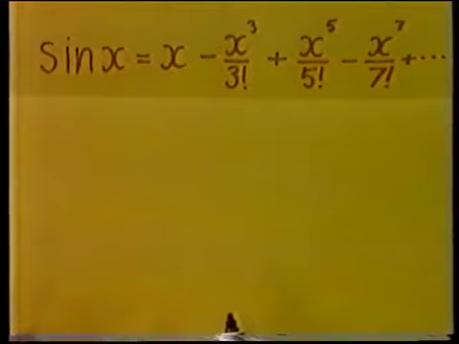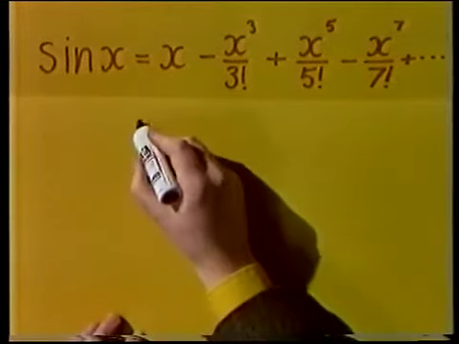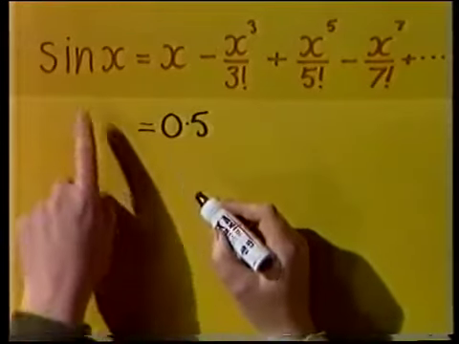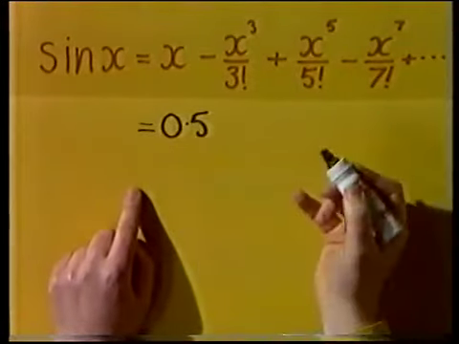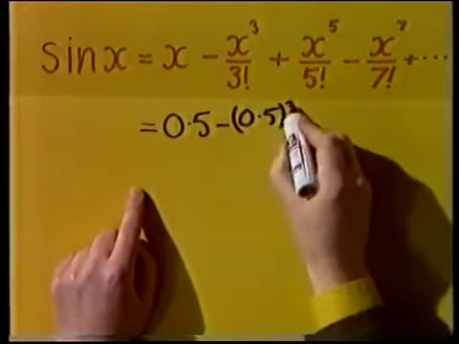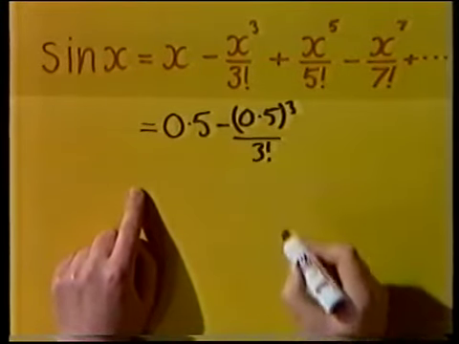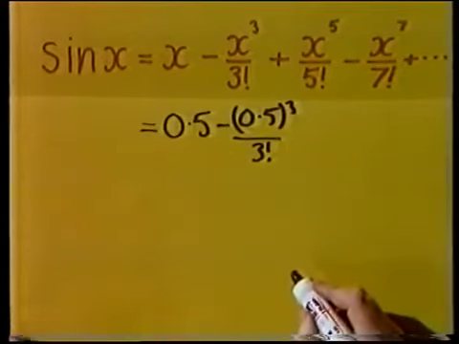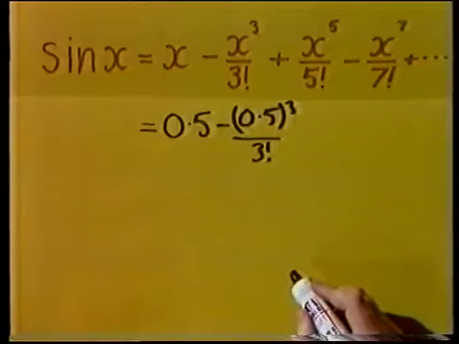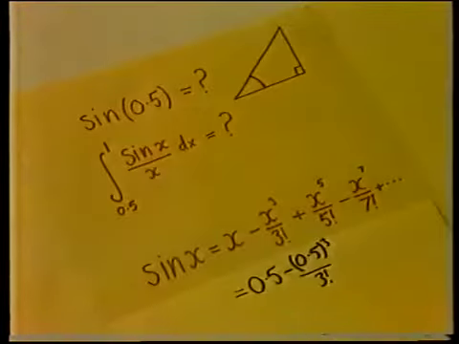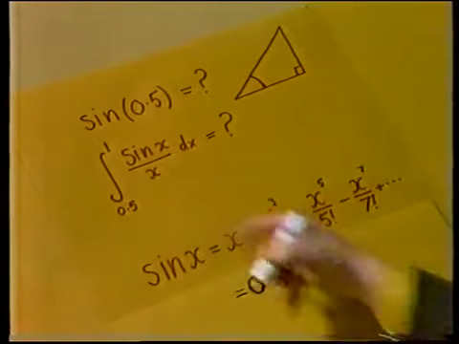For example, you want sine 0.5? OK, well, you put in x is 0.5, and that gives you a first approximation to sine 0.5. If you want it more accurately, take 0.5 cubed over 3 factorial away. If you want it more accurately still, take the next term, and so on. And so you could get sine of 0.5 as accurately as you please. And the same sort of method will work for the integral that we had at the top here, this one.